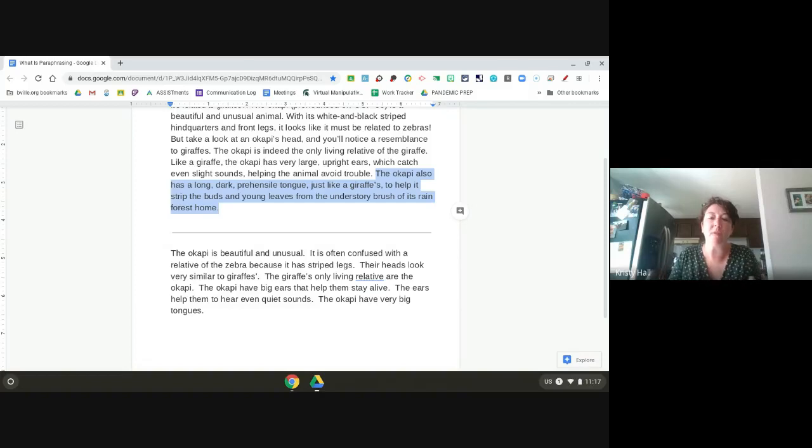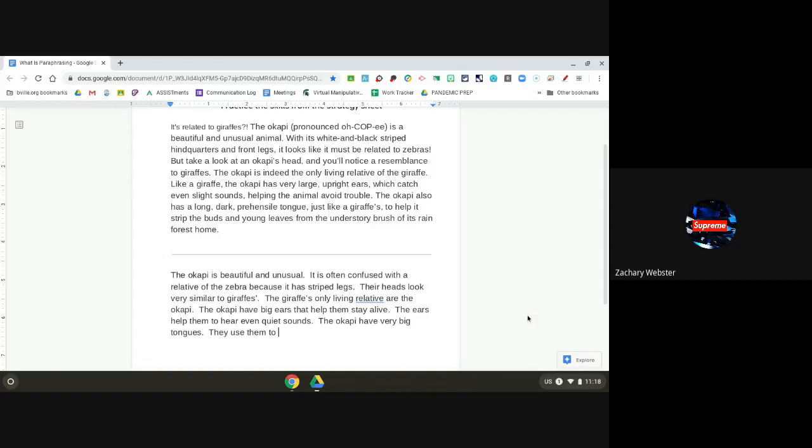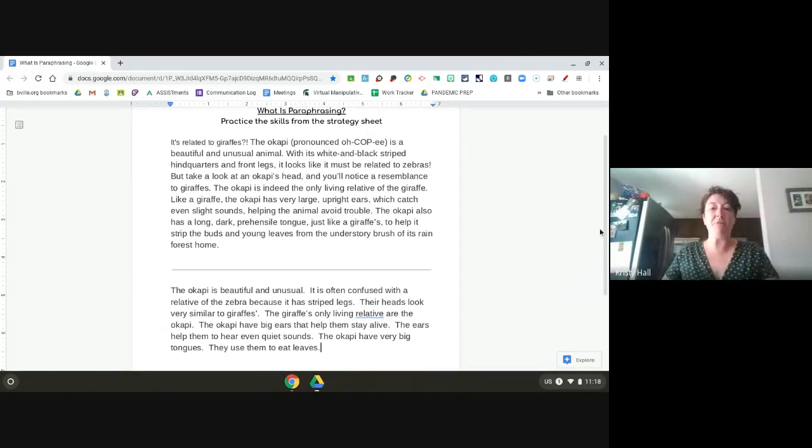Yeah, so let's review what the article told us. Just like the giraffes, to help it strip the buds and young leaves from the understory brush of its rainforest home. So they're basically pulling flower buds and fruit buds and leaves off of the lower level of the trees in the rainforest for their food. So let's say that in our own words. The okapi have very big tongues. They use them to... what do they use their tongues for? To eat leaves. Perfect. Great job.